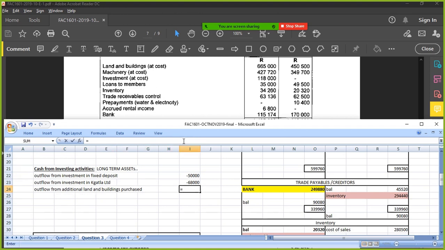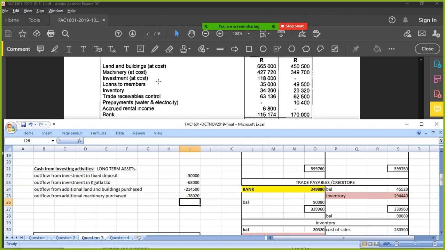The purchase is going to be negative 665 minus plus, because I need to work out the cash flow outflow. There we go, that's the difference. Outflow. Okay, machinery. Did the machinery change? Yes, it did. Also outflow. Machinery was 427,720, 349,700. Outflow minus 78.